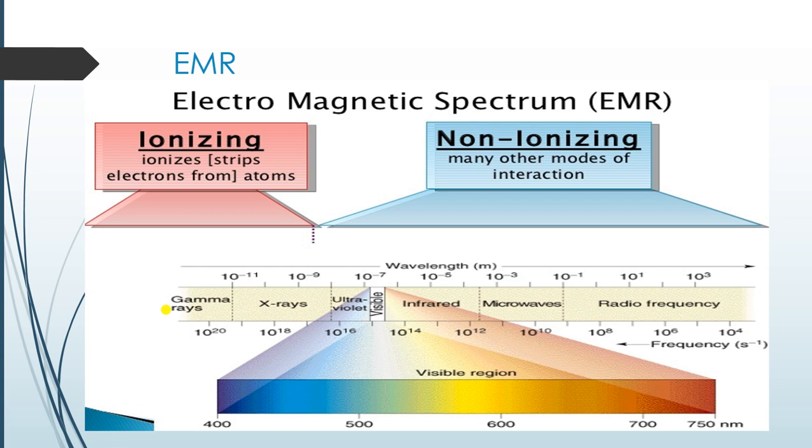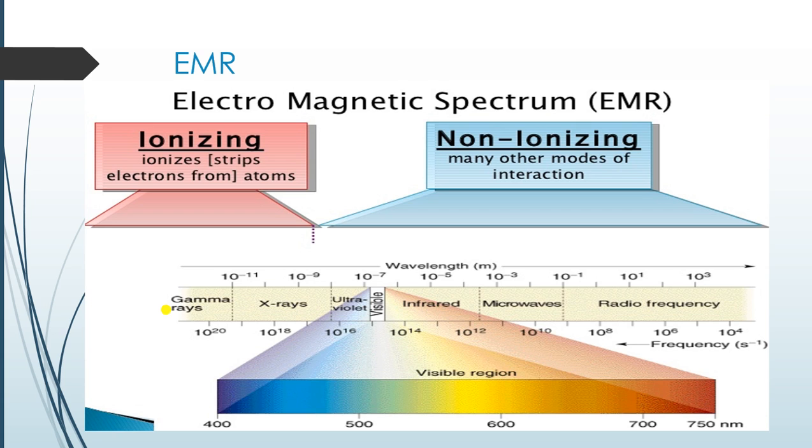So ionizing has two types, gamma rays and X-rays, while in the non-ionizing species come four: UV, infrared, microwaves, and radio frequency regions. In the UV, that is ultraviolet light, that is your first chapter. Then we have to study infrared spectroscopy. Then also fluorescence spectroscopy. Then also atomic emission and atomic absorption spectroscopy. So this whole part comes under the non-ionizing class.